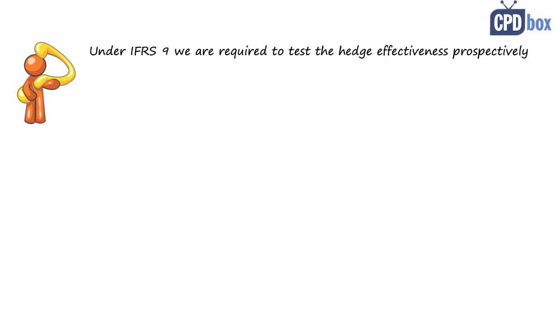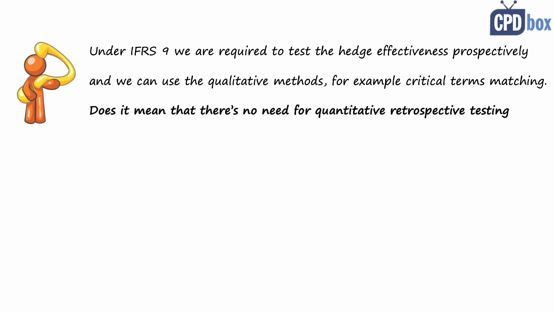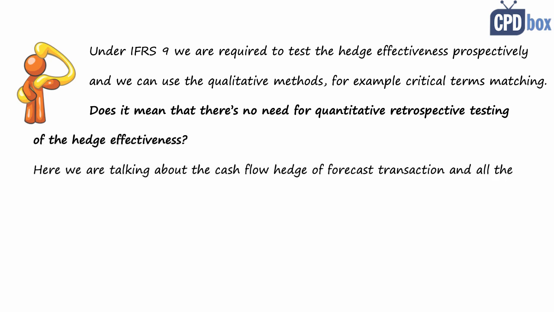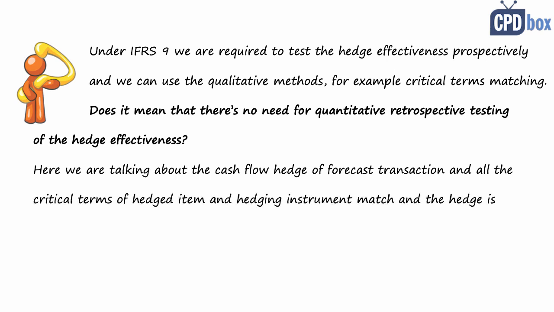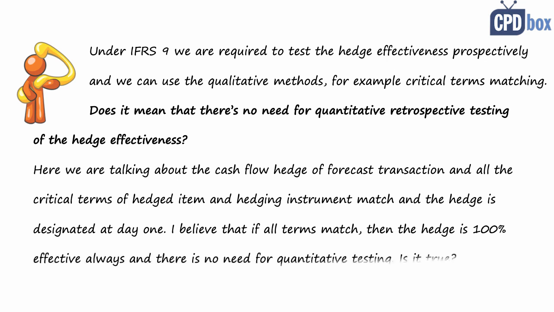Under IFRS 9, we are required to test the hedge effectiveness prospectively, and we can use the qualitative methods, for example, the critical terms matching. Does it mean that there is no need for quantitative retrospective testing of the hedge effectiveness? Here we are talking about cash flow hedge of forecast transaction, and all the critical terms of hedged item and hedging instrument match, and the hedge is designated at day 1. I believe that if all terms match, then the hedge is 100% effective always, and there is no need for quantitative testing. Okay, so that's the end of the question, and my answer is not at all.